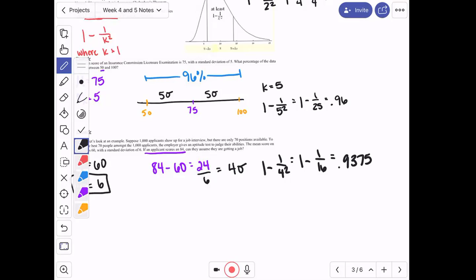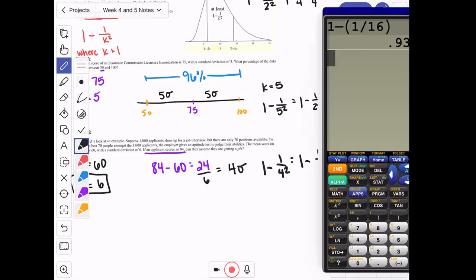Once we know that, to actually find the probability that a person scores better than you, how do we find that? Subtract that from 100%. Good. So I'm gonna subtract that from 100%.